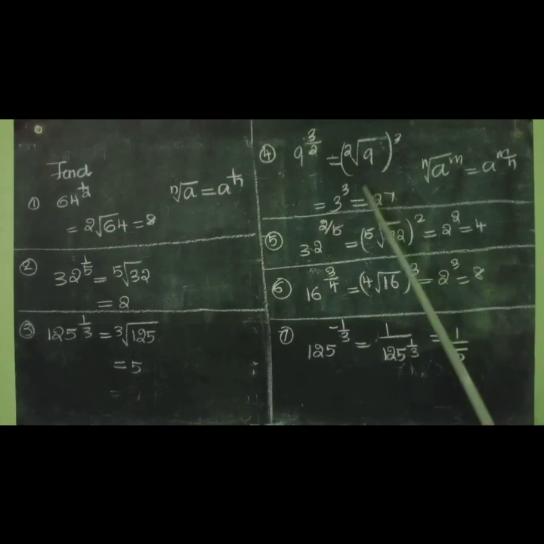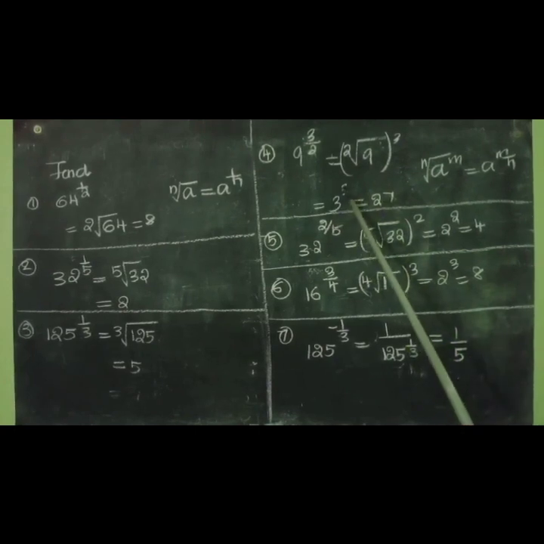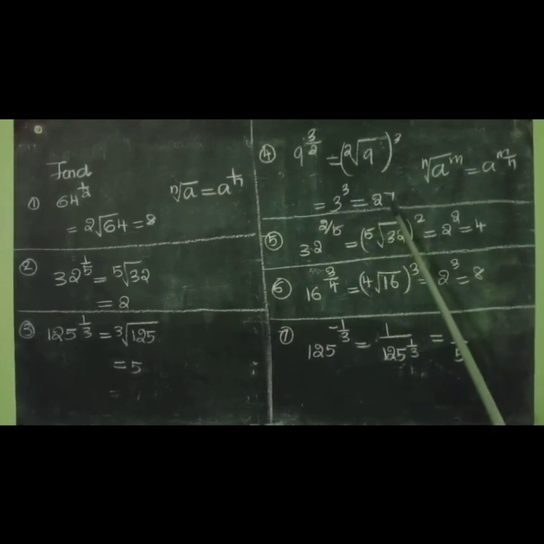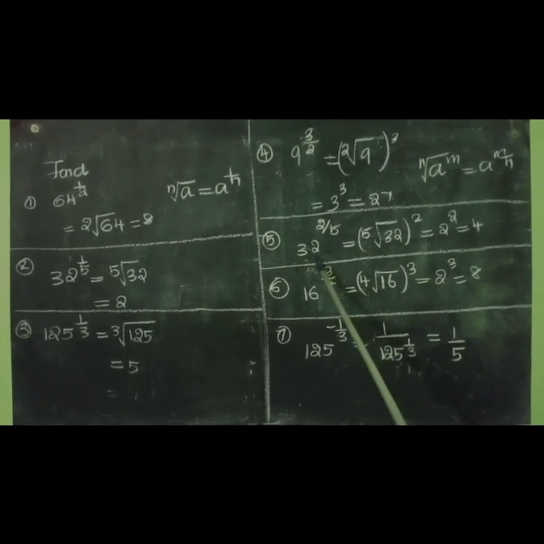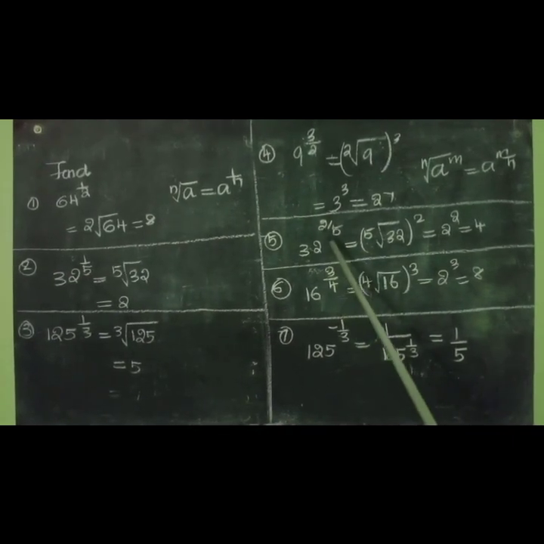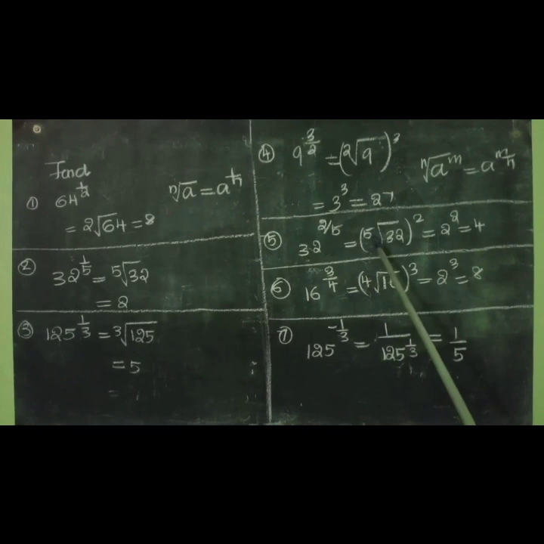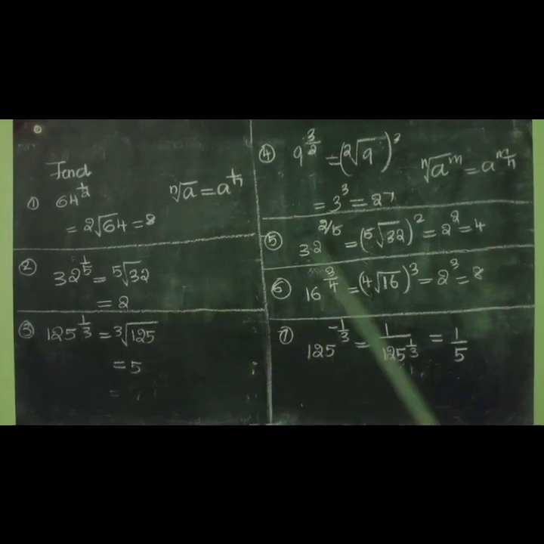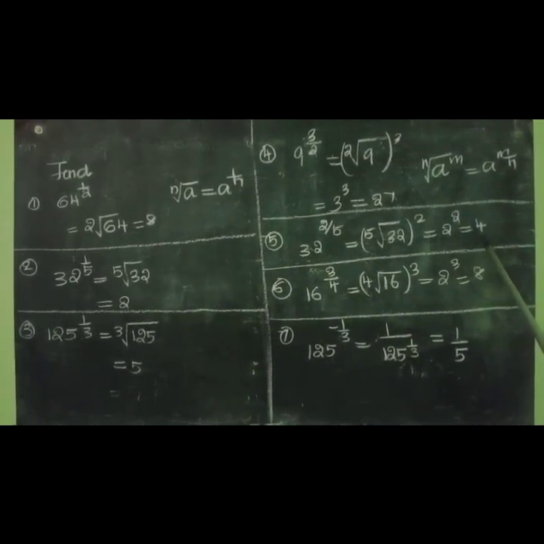We know square root of 9 is 3. So 3 raised to 3, that is equal to 27. Next question, 32 raised to 2 by 5. That we can write as fifth root of 32 whole square. Fifth root of 32 is 2. We found it here. So this is equal to 2 square, that is equal to 4.